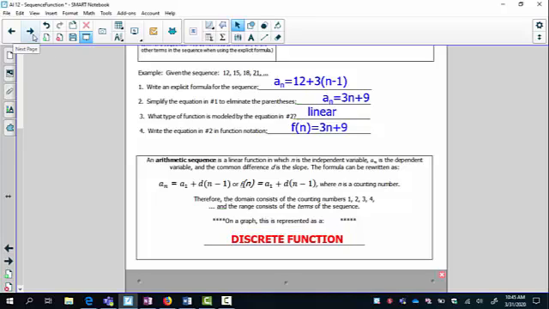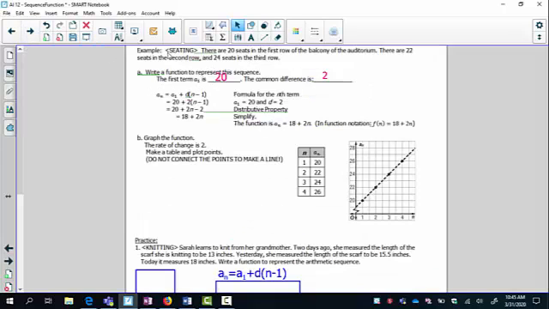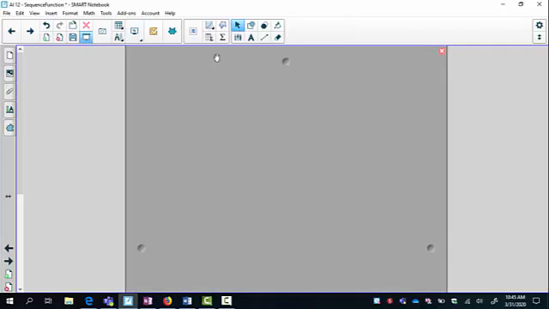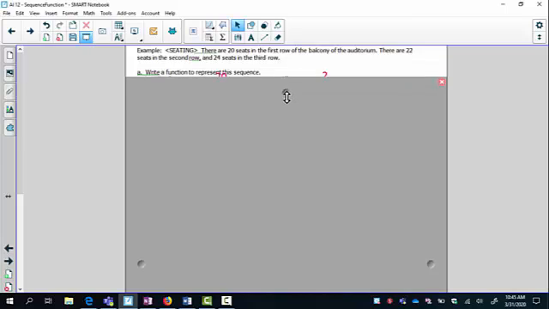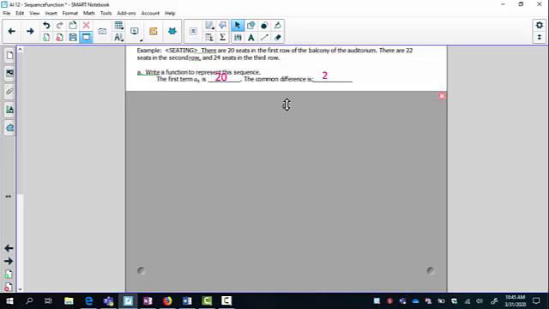Taking a look at some of these arithmetic sequences on page 23, if we look at the seating example here, there are 20 seats in the first row, and then 22 and 24, etc. So our a sub 1 in this case would be the first term, which is 20, and the common difference would be 2. And then this example basically walks you through how to convert the information into a function.